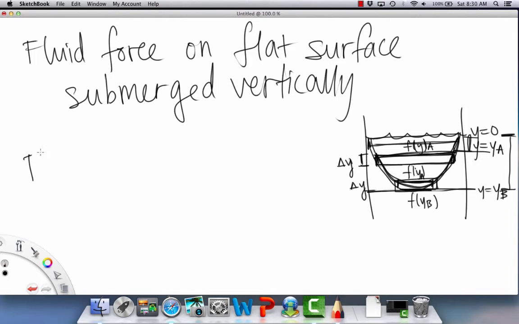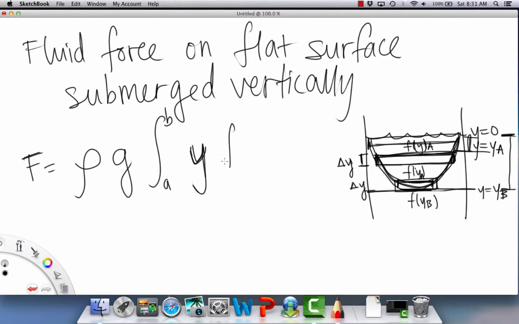So the formula for the total fluid force is actually going to turn out to be the mass density of the fluid, gravity, which is 9.8, and then we have the integral from a to b, and this is your depths. Here it would be y equals 0, your starting point depth, all the way to your ending point depth, which is yb. Okay, just for that case. And then we have y, that's your depth, and then f of y, and then times dy.